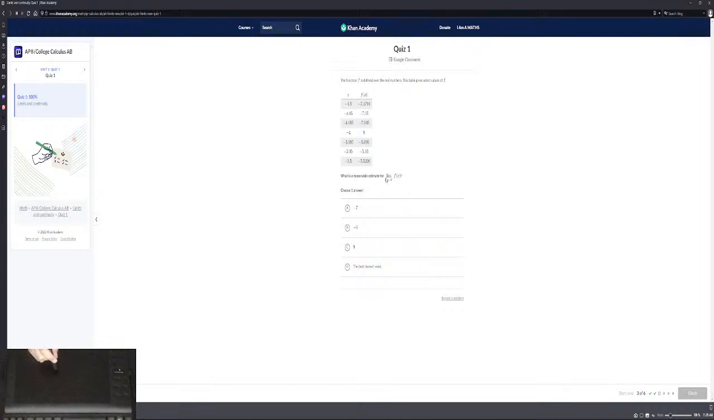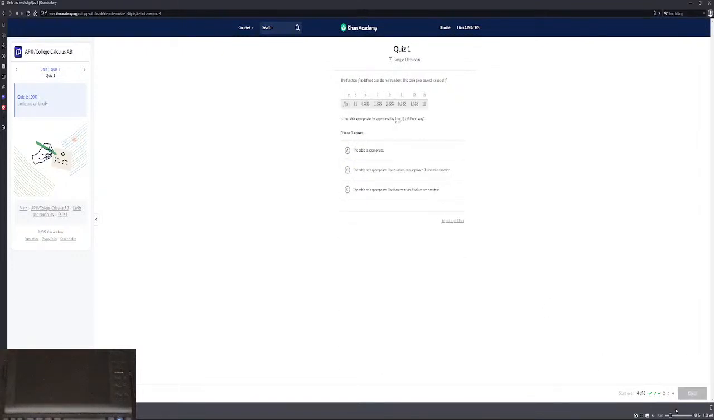What is a reasonable estimate for the limit of the function as x approaches -4 from the positive direction? It seems to be approaching -6. Constant. So the table is appropriate.